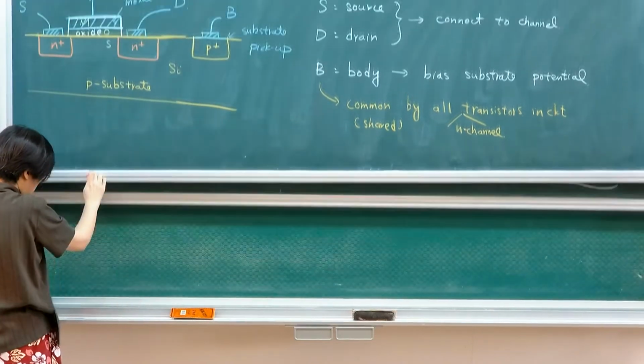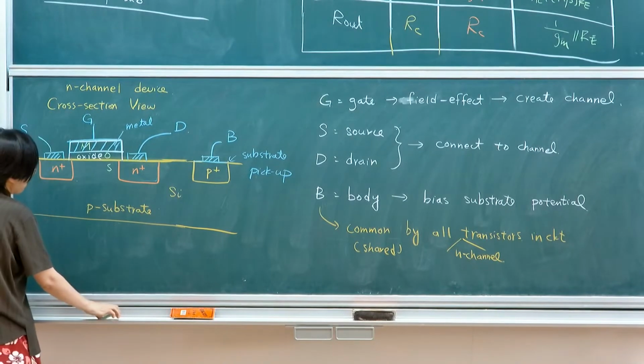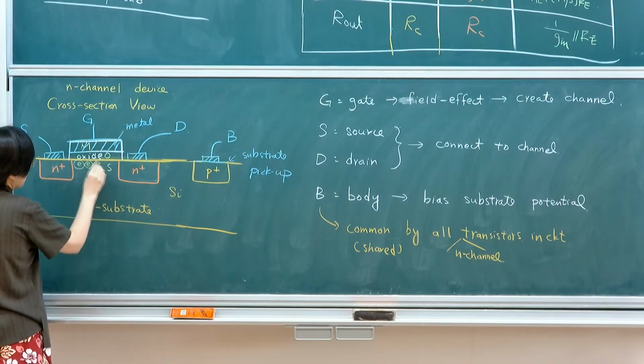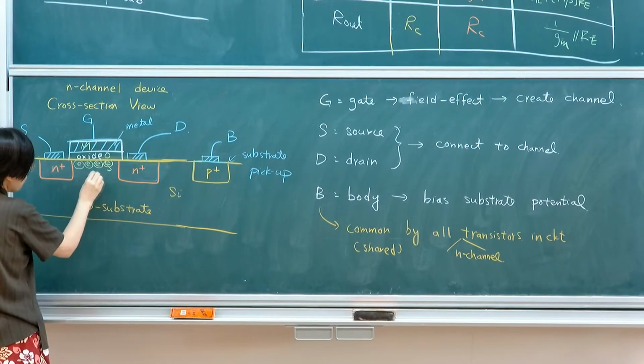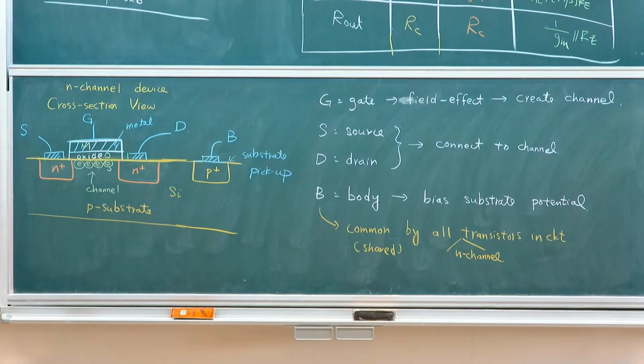In our previous case, this will actually be bridged by electrons. This is just to show when it's connecting, the channel is mainly composed of electrons bridging the two n regions. Okay? So this is the basic structure if you're looking at the cross-sectional view of a transistor.